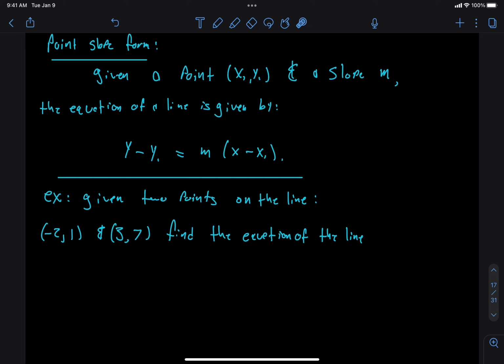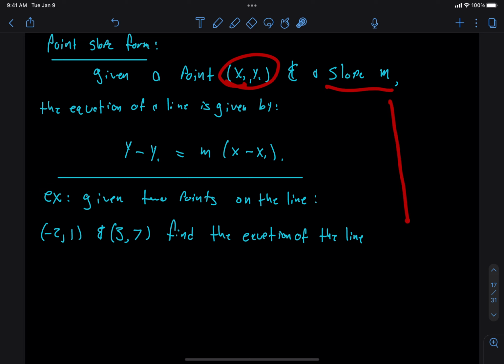So I want to make sure that I prepare you as well as I can if you're going to go into a calculus course, and point slope form will definitely be taken for granted in the calculus class. So let's discuss. Let's say we have a point on the line, x1, y1, and the slope, m, of that line. Okay, so what do they tell me?